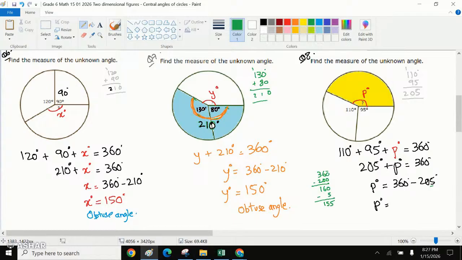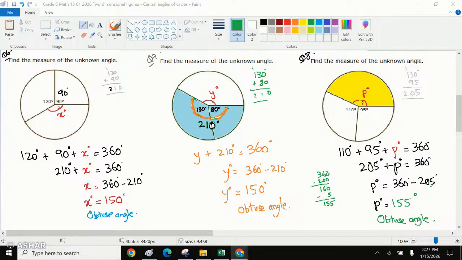agreed. The answer for the angle P should not be 160. It should be 155, and it still is an obtuse angle. Do we agree that it is 155? Okay, let's move to the next question.